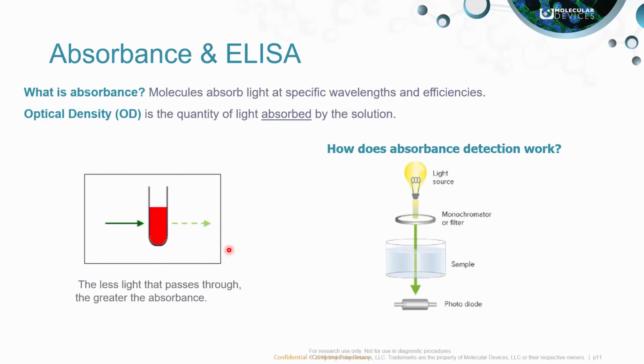On the right is a pictorial representation of the optics within a microplate reader and how the OD read is achieved. You have your light source here above, which is usually LED or xenon flash lamp, then your monochromator or filter, your sample then below, and your photodiode, a forward detection.